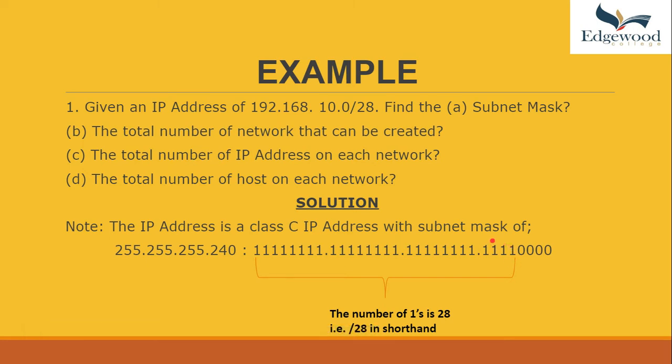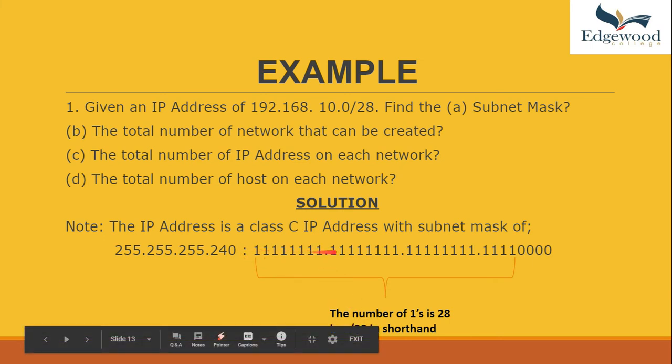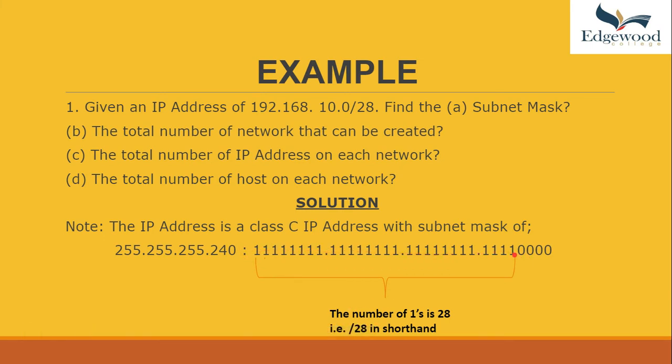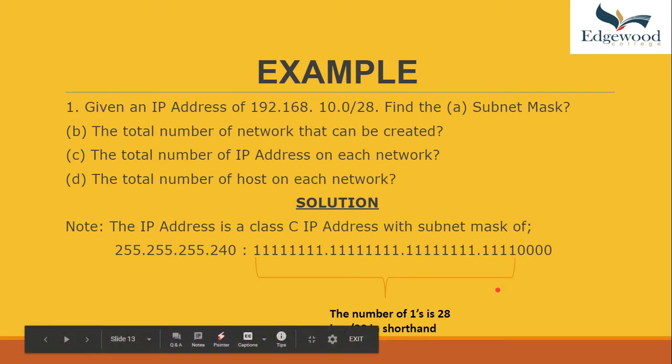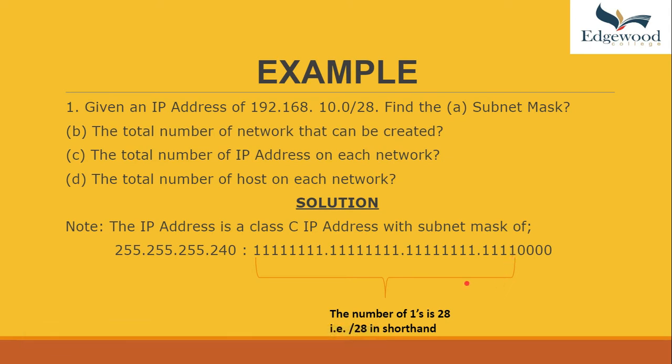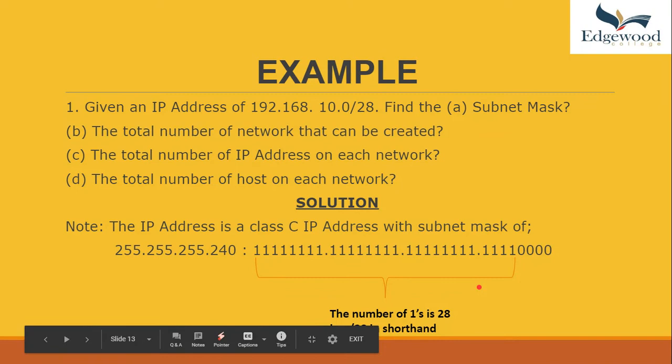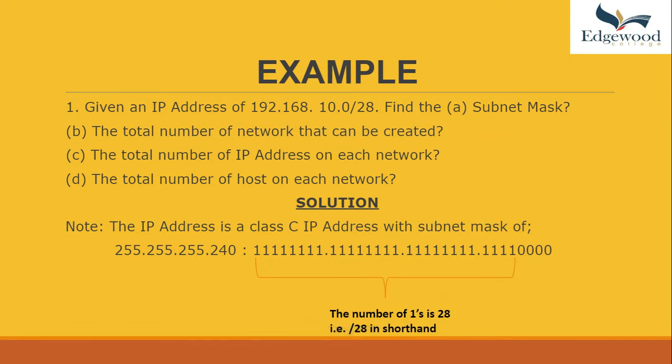Remember, if you add all these ones together, you should get 240. That is 128 plus 64 plus 32 plus 16, which gives you 240. When you convert this binary number into a decimal number, you get 240. And when you count these ones up to this place, there are 28 of them. That is why we call it /28. I hope you understand it now. That is why we also have /24, /25, /26, /27, /28, /29, and /30.